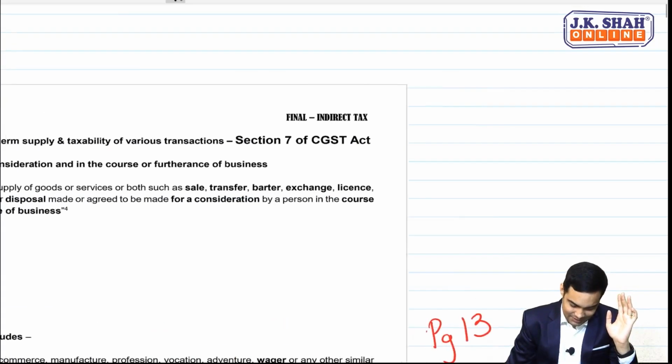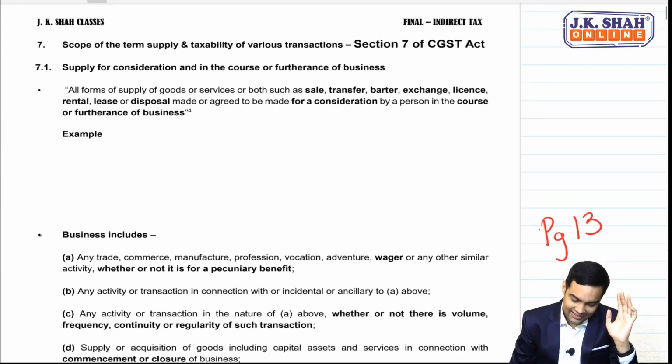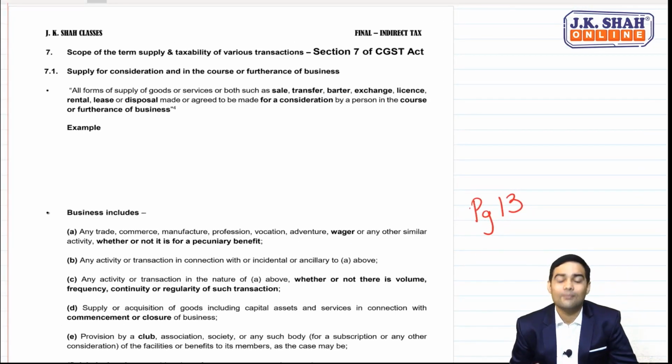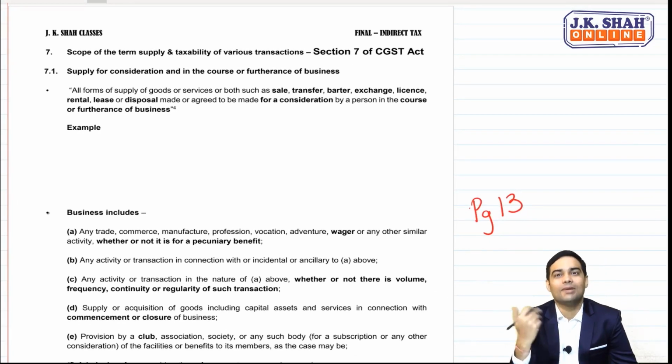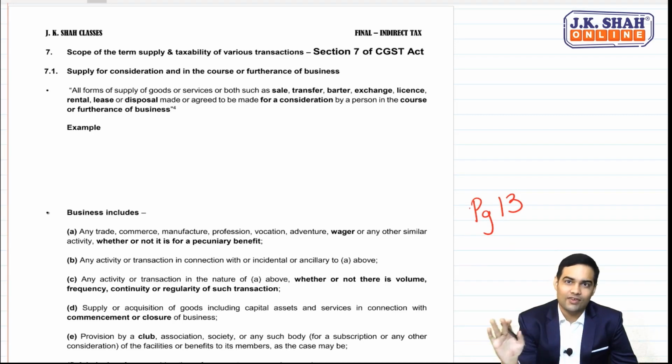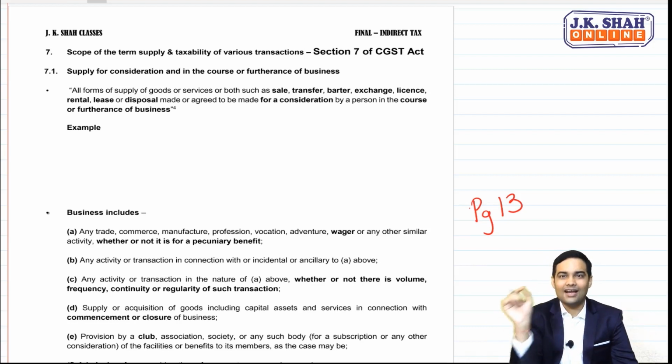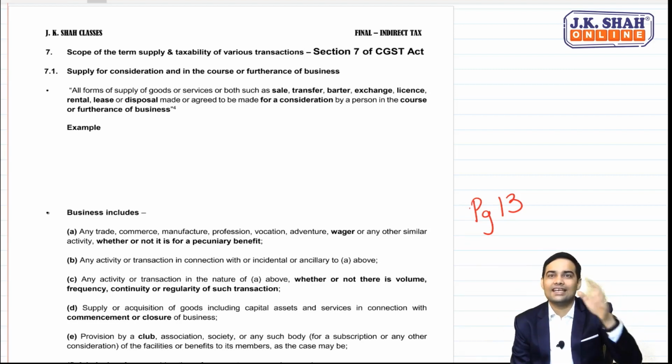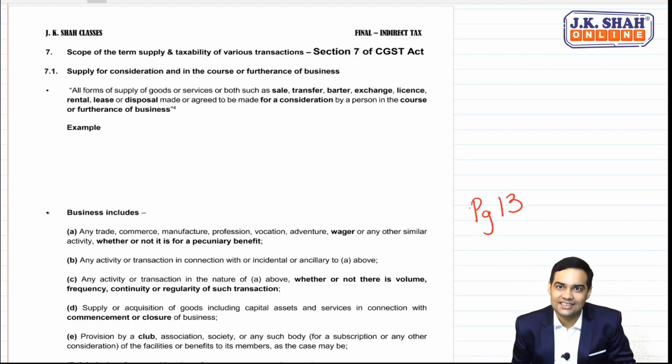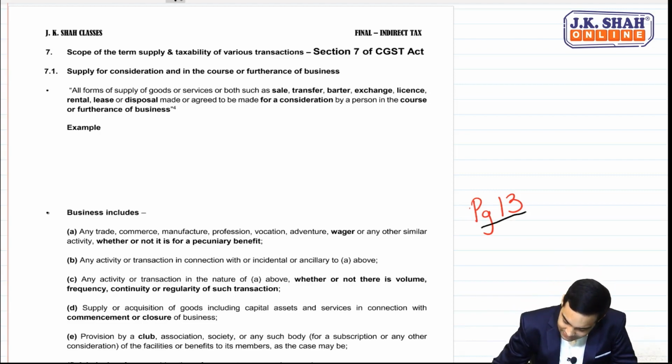This is the first page, page 13, scope and term of supply. Now, say suppose some of you have been referring to some other textbook of some other author, no worries. Just take a printout of these pages. I will exactly tell you where those amendments are. You can mark those amendments and this full set can be your amendment sheets. Okay. Now, let's start with the first amendment which has taken place on page number 13.